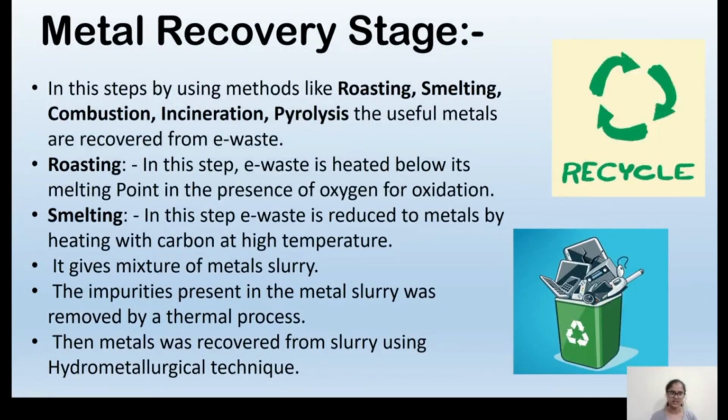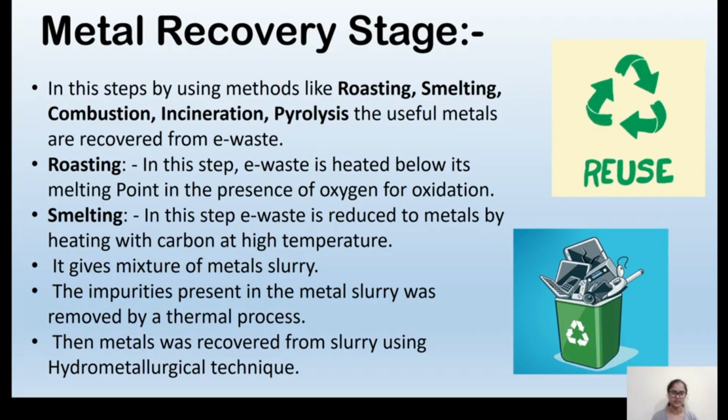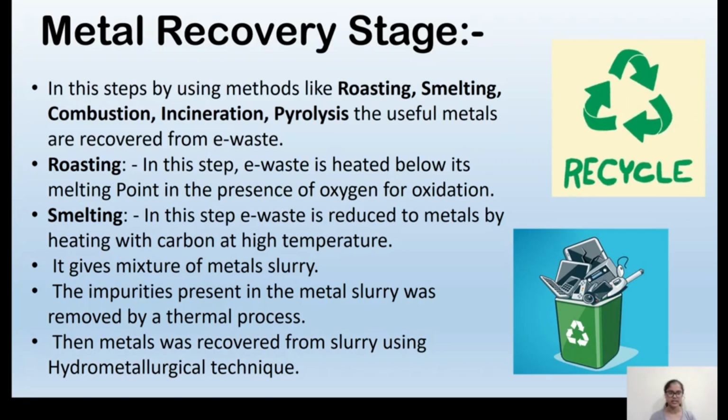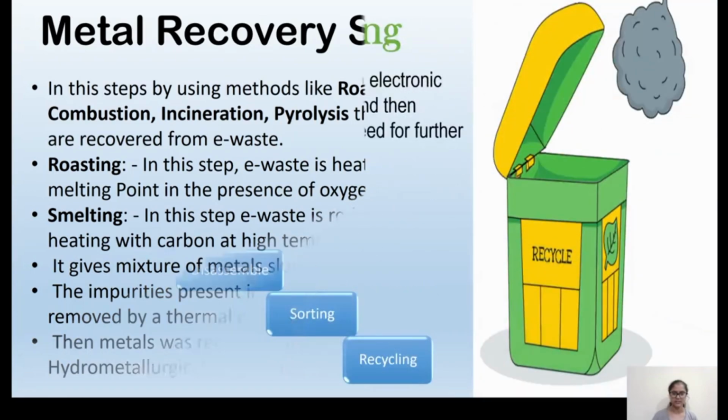Metal recovery stage. In this step, by using methods like roasting, smelting, combustion, incineration, and pyrolysis, the useful metals are recovered from e-waste. Roasting is a step where e-waste is heated below its melting point in the presence of oxygen for oxidation. In smelting, e-waste is reduced to metals by heating with carbon at high temperature. It gives a mixture of metal slurry. The impurities present in the metal slurry are removed by a thermal process. Then metals are recovered from the slurry using the hydrometallurgical technique.